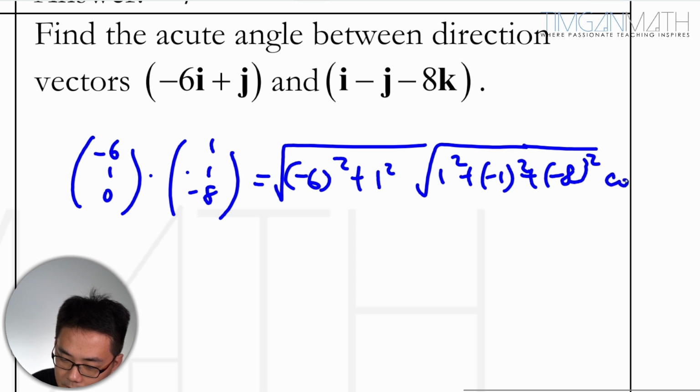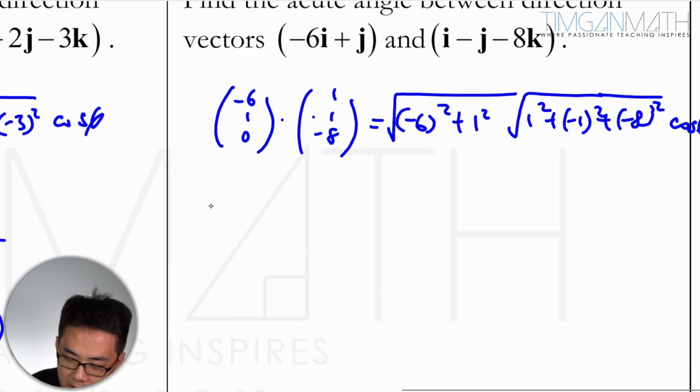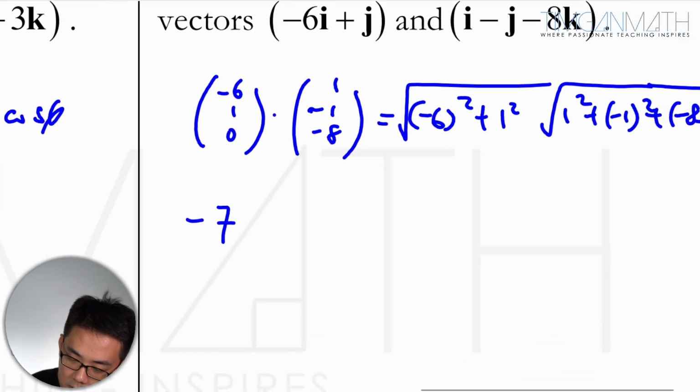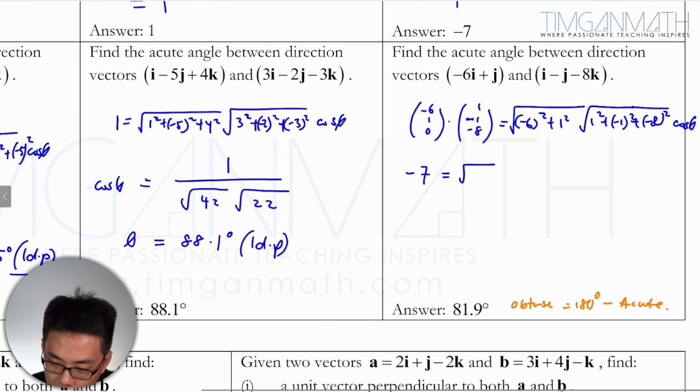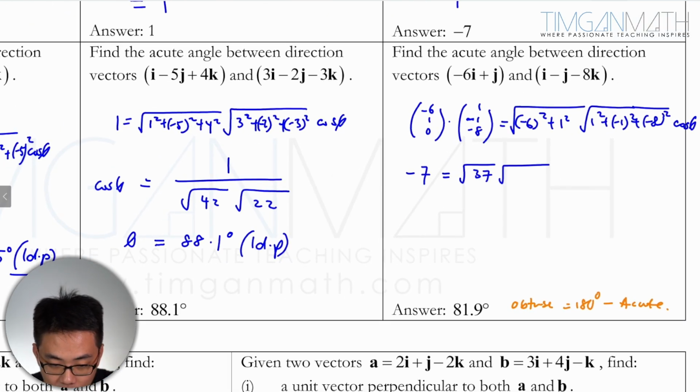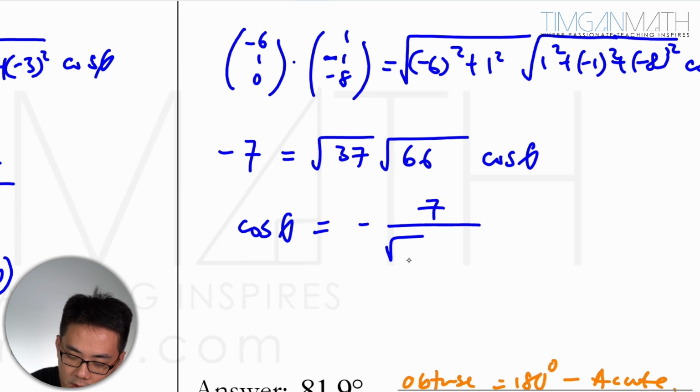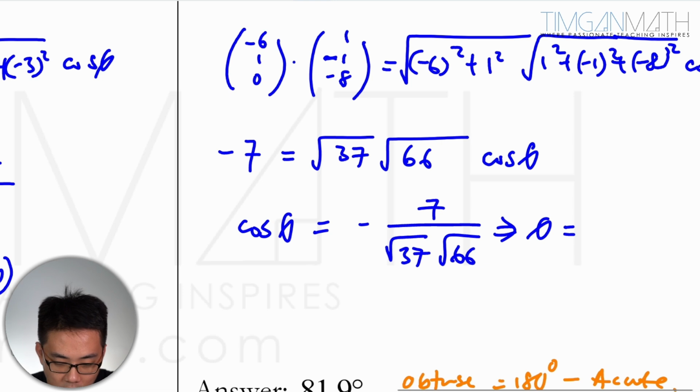Cosine theta. This is negative 7, right? Yeah. Okay, let's say you don't put the modulus there. You can not put the modulus there. 66 cosine theta. Just for demonstration purposes, this is minus 7 over square root 37 times square root 66. So this will give us theta equals cos inverse of minus 7 over root 37 times 66.